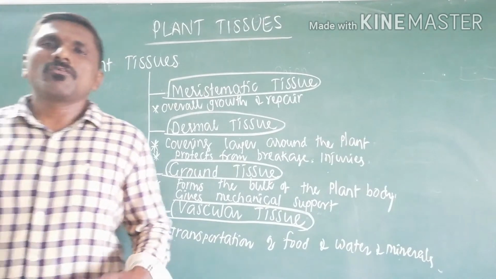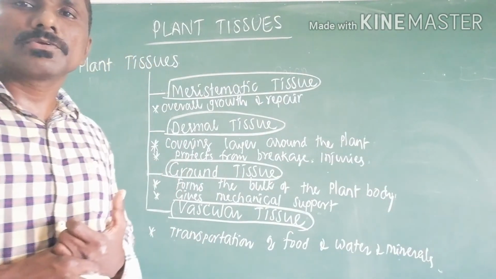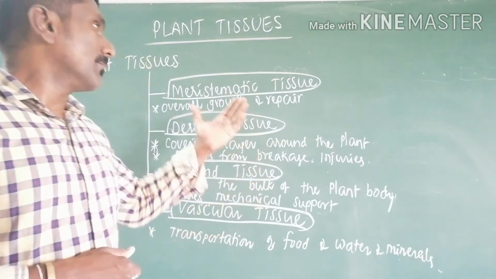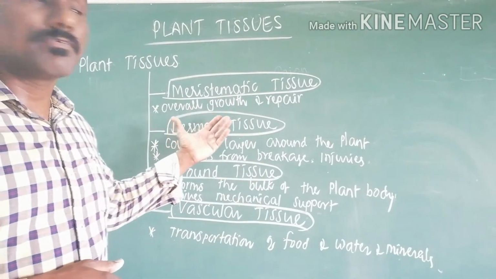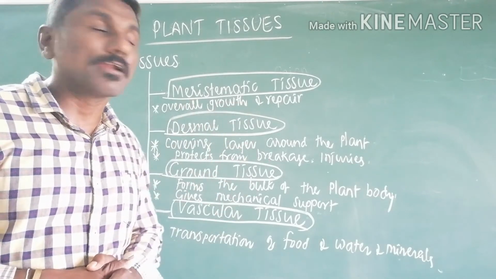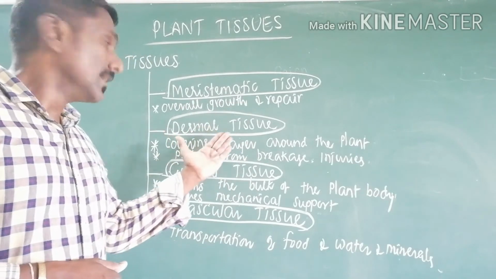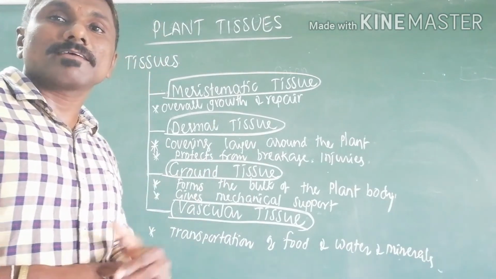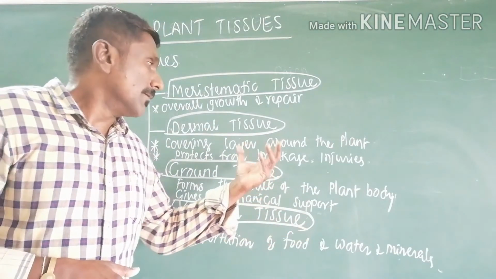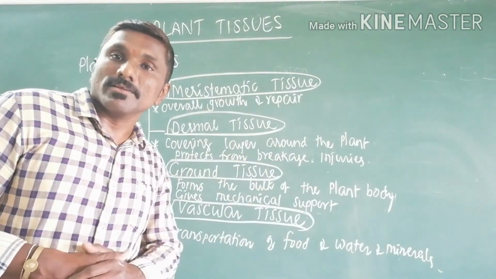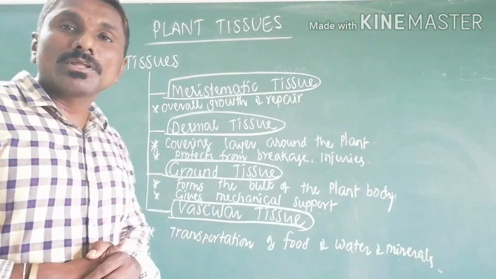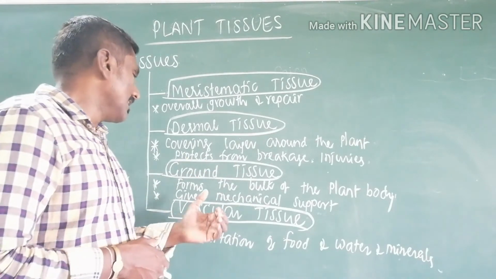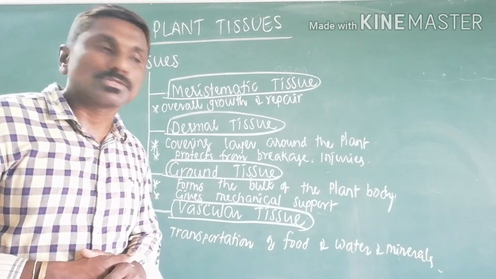Here are the four types of different plant tissues performing different functions in the plant body. Meristematic tissue is responsible for the overall growth and repair of the plant body, whereas the dermal tissue is a covering layer around the plant and it protects the plant from parasitic invasion, mechanical injuries and breakage. The ground tissue forms the bulk of the plant body and gives mechanical strength to the plant body.